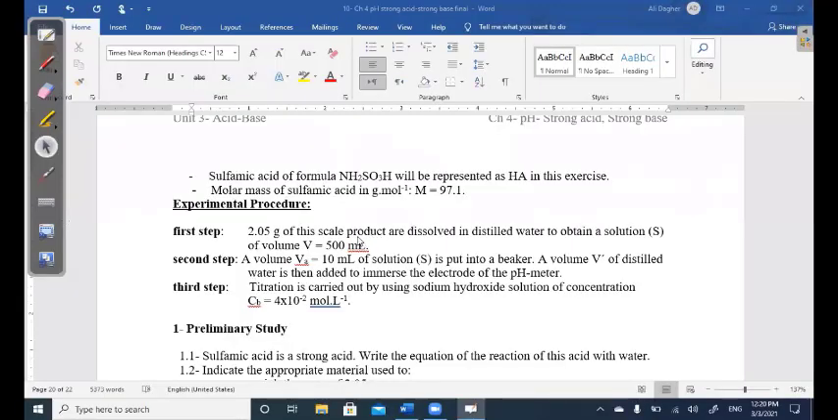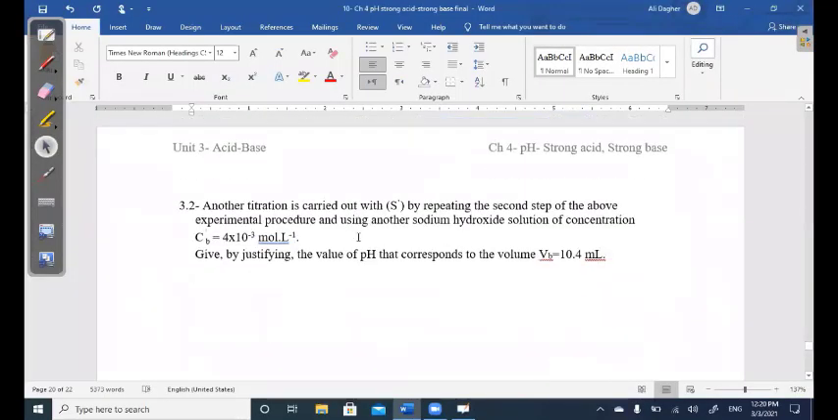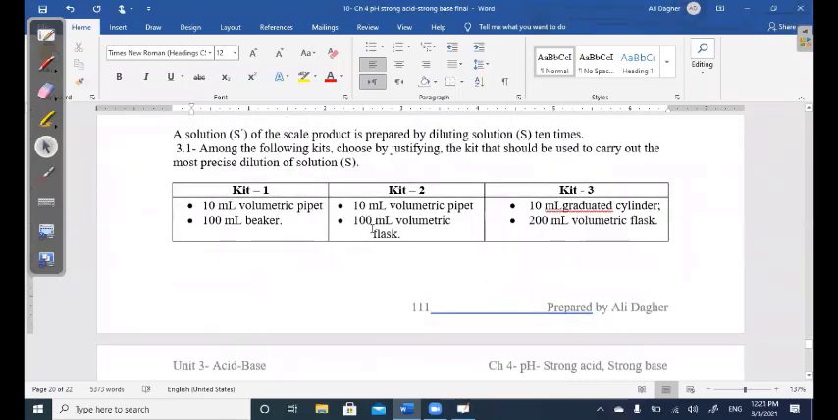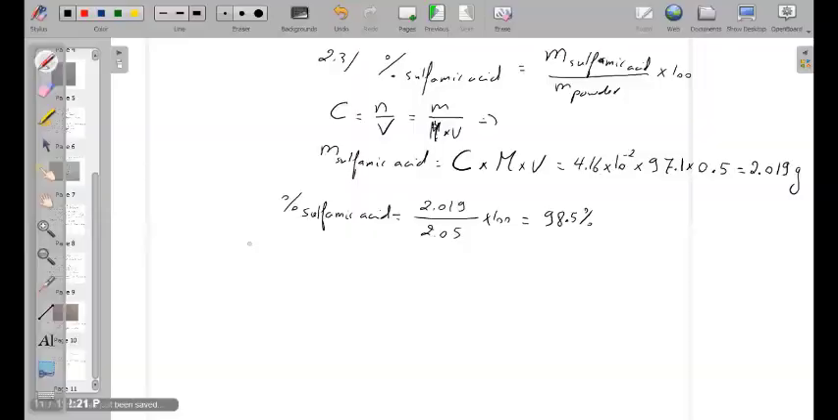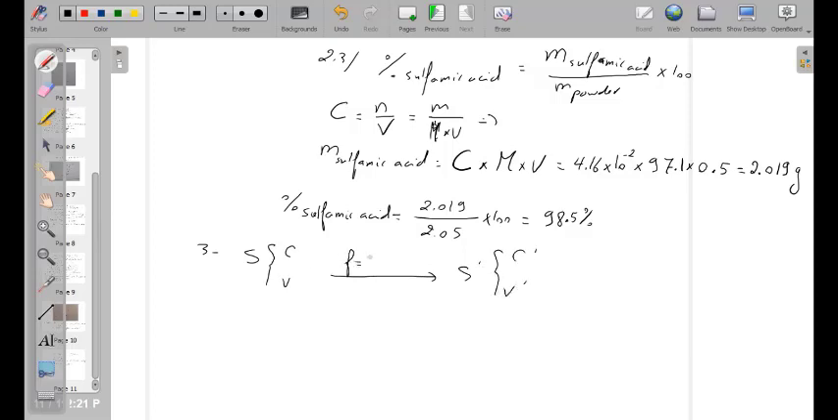Now part 3, the last part of the exercise. Effect of dilution on the pH measurements. A solution S prime of the scale product is prepared by diluting solution S 10 times. That means part 3, the solution S of C, we take a volume V to prepare the solution S prime of C prime and V prime, and the dilution factor F equals 10 times.